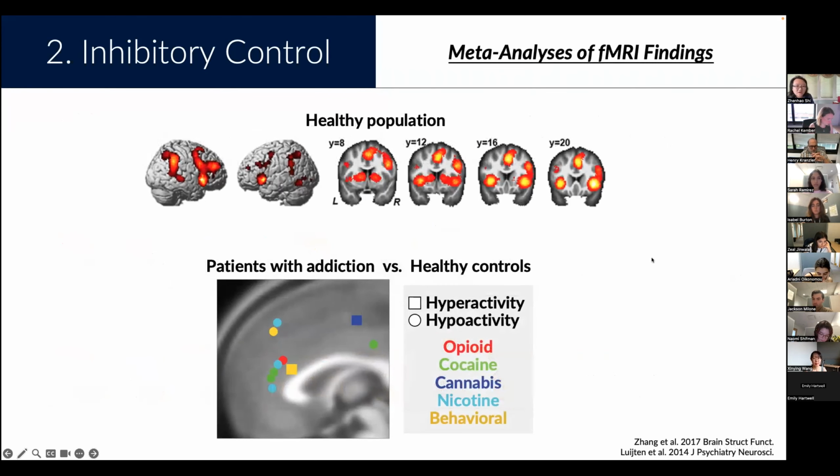A meta-analysis of the healthy control population showed that inhibitory control requires a large network of the brain, including the prefrontal and parietal cortices, the anterior insular cortex, and the ventral and dorsal striatum. So it requires a lot of brain regions to work to really carry out this kind of inhibitory control. A comparison between patients with addiction and healthy controls mostly shows a reduced brain response during inhibition, mostly in the prefrontal cortex.